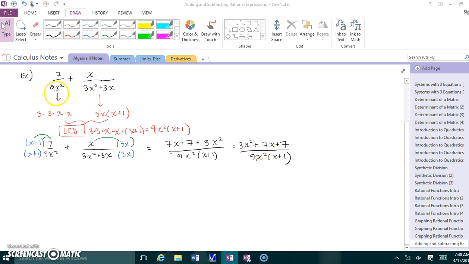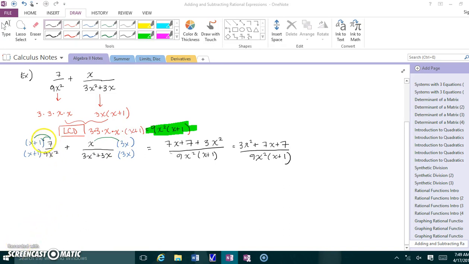Again, the first thing we do is we break our denominators into their prime factorization to see what the LCD would be. So this is right here, the least common multiple of both of my denominators. There's a 3 here and 2 3s here. So I'm going to need 2 3s in my LCD. There's an x here and 2 x's here. So I need 2 x's. And one of them has an x plus 1, so my LCD needs an x plus 1.